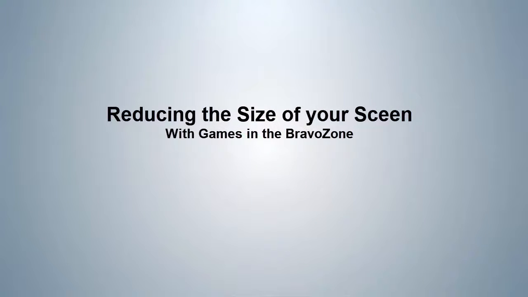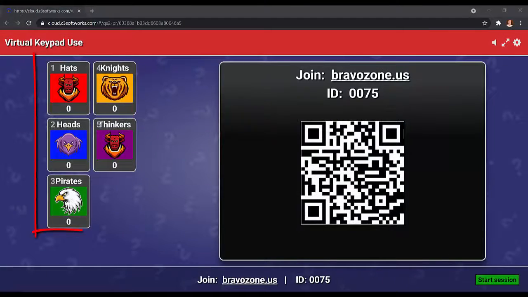In this tutorial, we're going to show you how you can easily fix a visual image on your screen when you launch a game. If you look here at the screen, we have some crowding going on with the titles of the teams and the numbers for the teams.